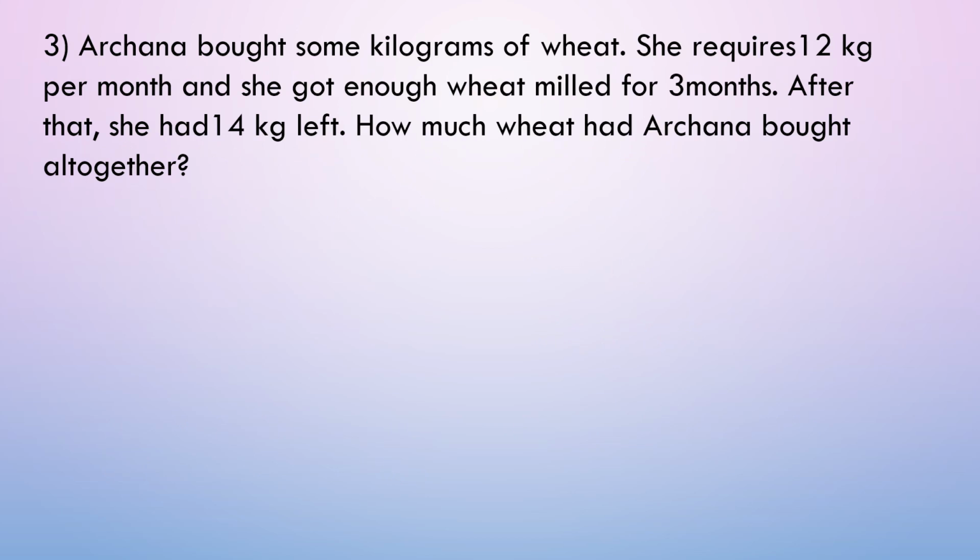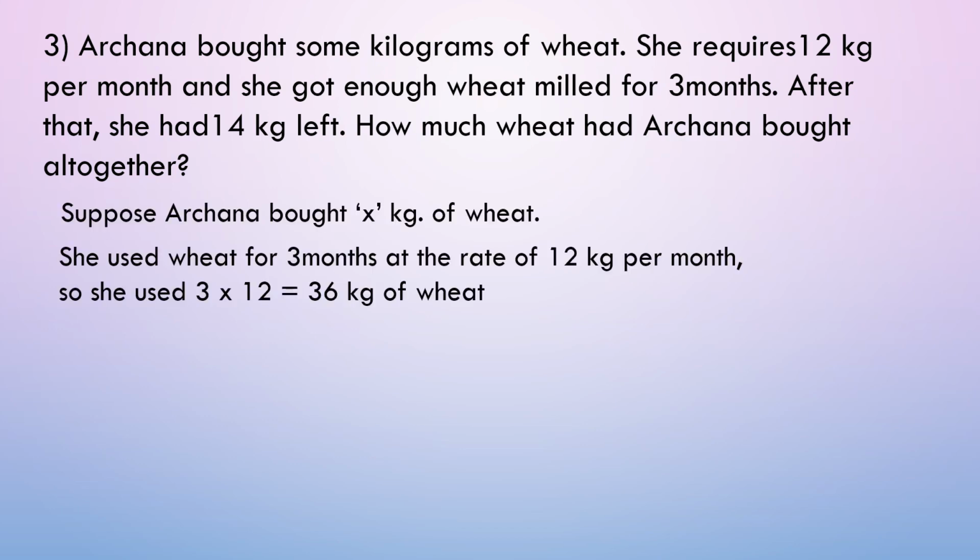Third sum. Archana brought some kilograms of wheat and she required 12 kg per month, and she got enough wheat meal for 3 months. After that she had 14 kg left. So how much wheat had Archana brought altogether? We don't know how much wheat Archana brought. So suppose Archana brought X kg of wheat and she used wheat for 3 months at the rate of 12 kg per month. For 1 month she used 12 kg, so for 3 months you have to do 3 into 12, that is 36 kg of wheat. And she had 14 kg of wheat left with her.